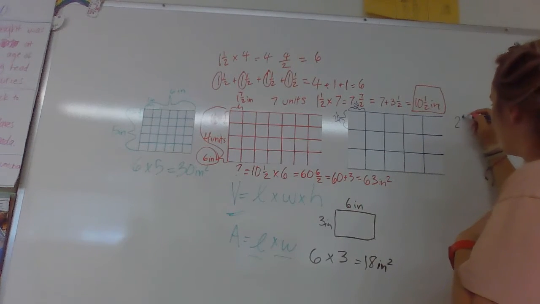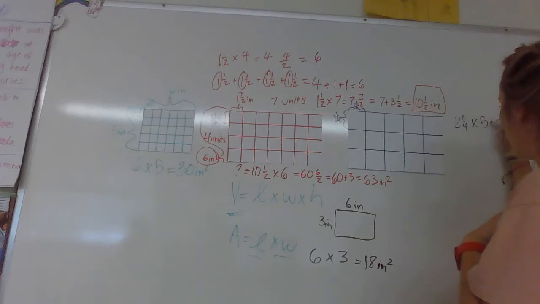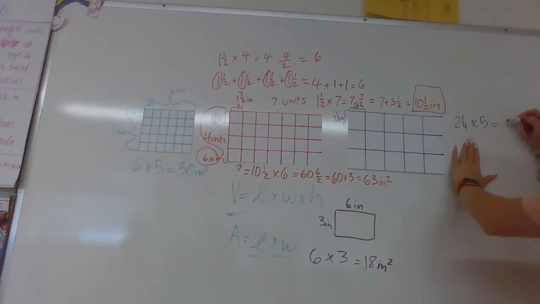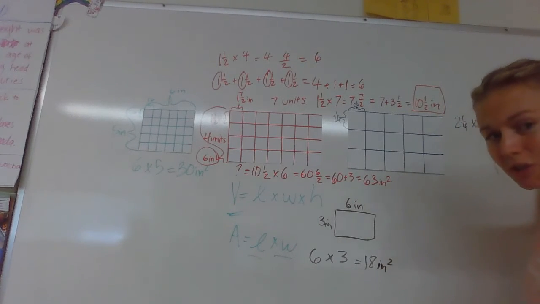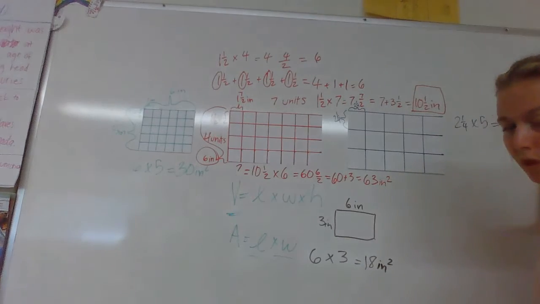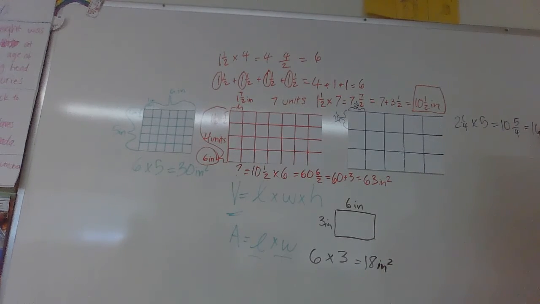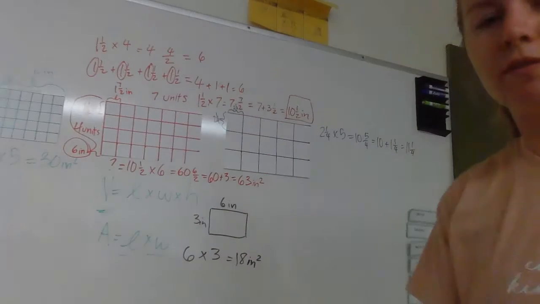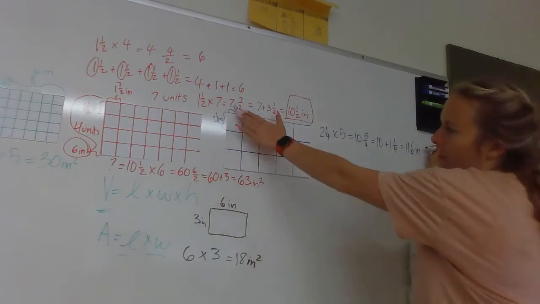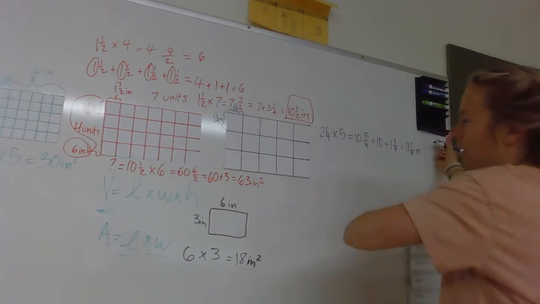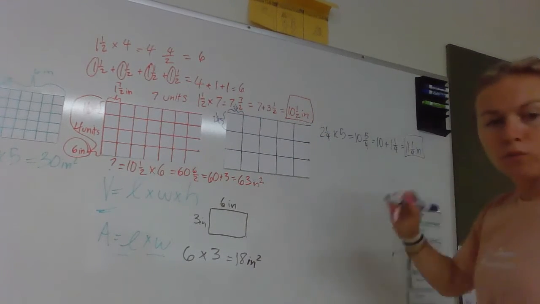So 2 1/4 times 5 goes 5 times 2, that's 10. Then 5 times 1/4 is 5/4. 5/4 is really 5 divided by 4, which is 1, and 1/4 left over. So I do 10 plus 1 1/4, gives me 11 1/4. I'm going to shift this so you can see it. So 11 1/4 inches for the length of our rectangle on this one.